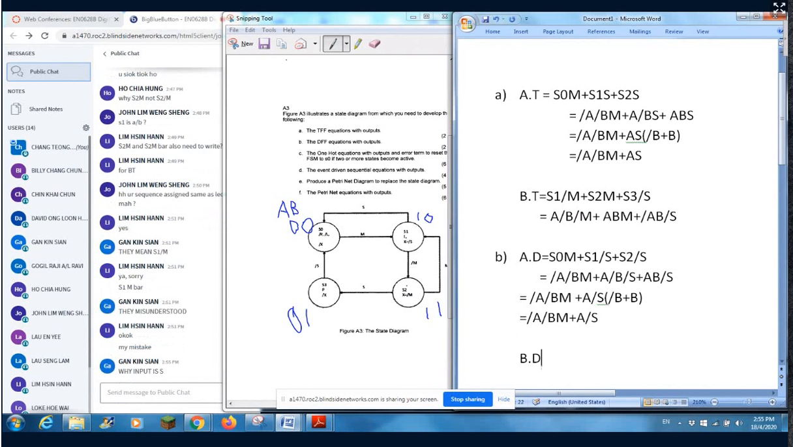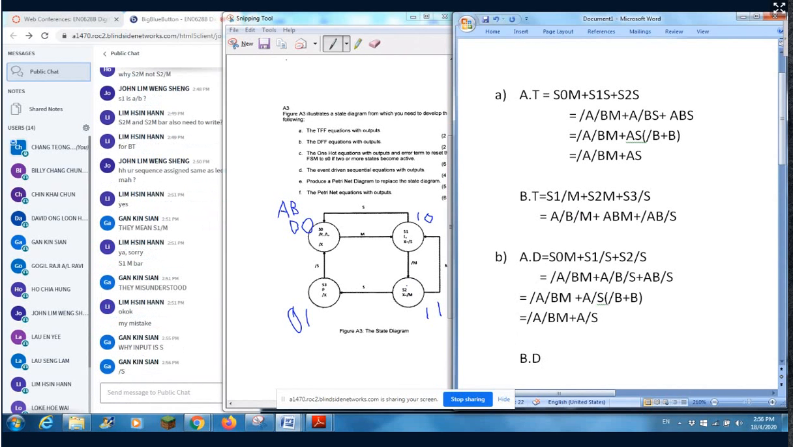So the next one is BD. Sorry, Y input is S. Oh, Y input is S bar. So you have a question about the S1, right? Kingston, can you elaborate further? What is your question?